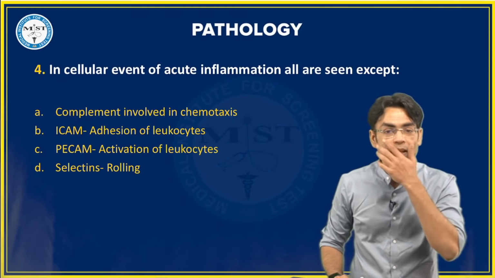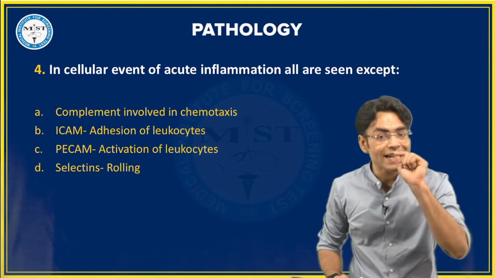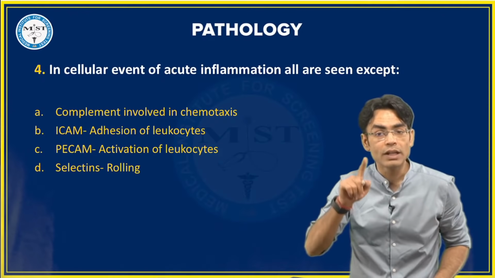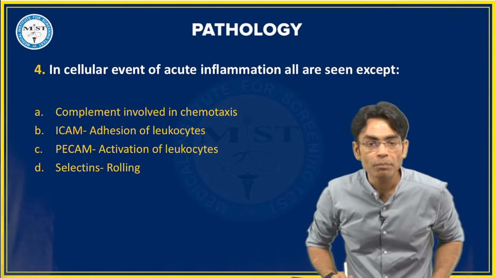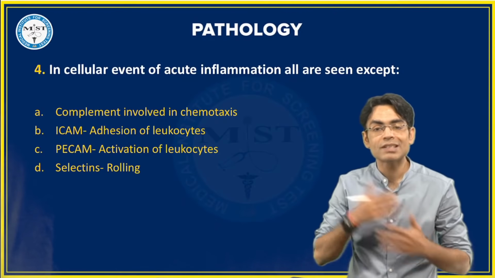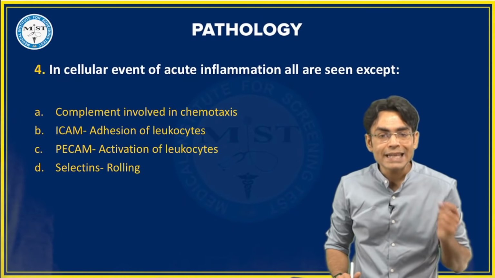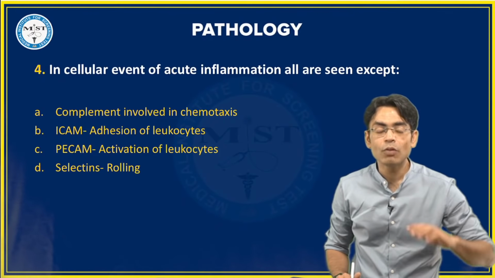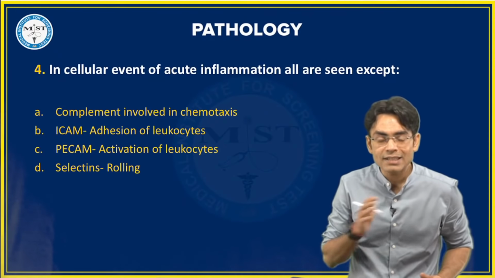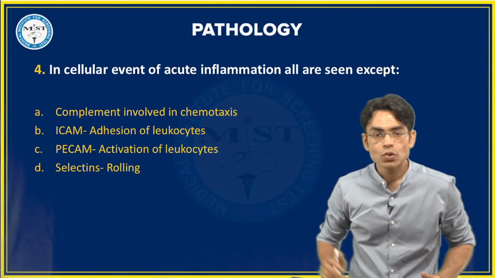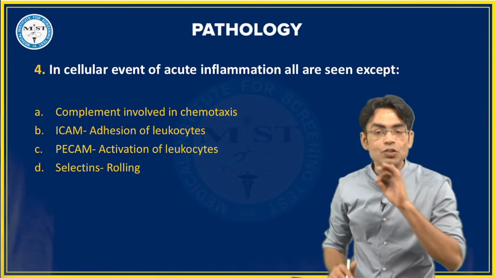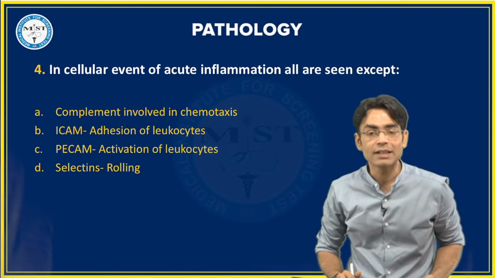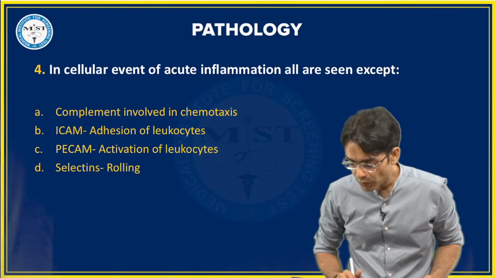In cellular events of acute inflammation, all are seen except. So what is not seen in acute inflammation in the cellular events? Let's see. Complement system is involved in chemotaxis. ICAM is used for adhesion of leukocytes. PCAM is for activation of leukocytes and selectin used for rolling. So which is correctly matched, and which is not? That is what we have to find out. I'm waiting for the answers, guys.